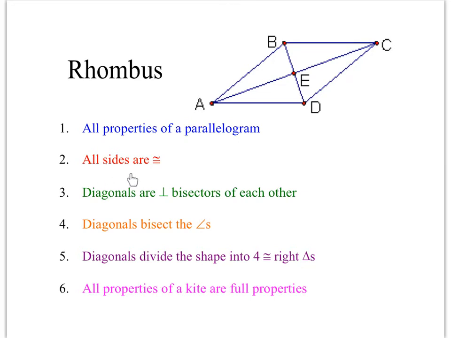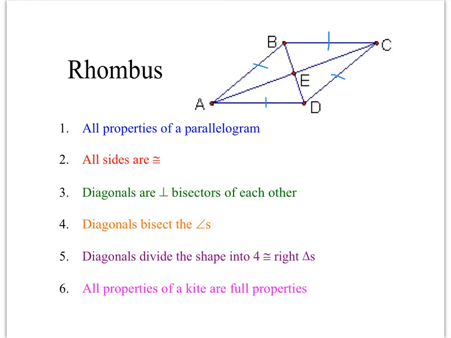Number 2, and this is the definition of a rhombus, all sides are going to be congruent. So let me get my marker. And we're going to mark all these sides are going to be congruent to each other. That's the definition of a rhombus. It's a parallelogram with 4 equal sides.